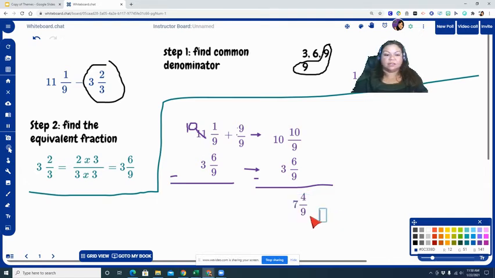And I know that it's already in simplest form. How do I know? Because I cannot divide both the numerator and denominator by any number without getting a remainder. I can divide 4 by 4 and get 1, but I cannot divide 9 by 4. So I know that that is it. It's already in its simplest form. So my answer is 7 and 4/9.